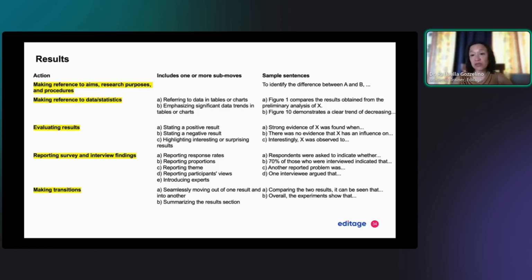Strong evidence of X was found. There was no evidence that... Interestingly, X was observed. Reporting survey and interview findings, like response rates, proportions, themes, participant views. So respondents were asked to indicate whether... 70% of those who were interviewed... Another reported problem was... One interviewee argued that... Or to make a transition, seamlessly moving from one result into another, or summarizing, like comparing the two results: it can be seen that, or overall the experiment showed that.